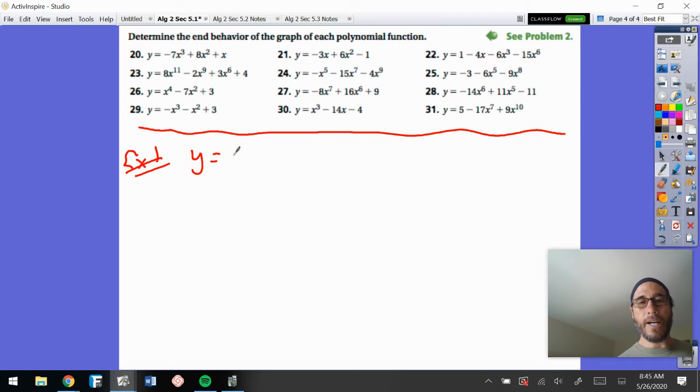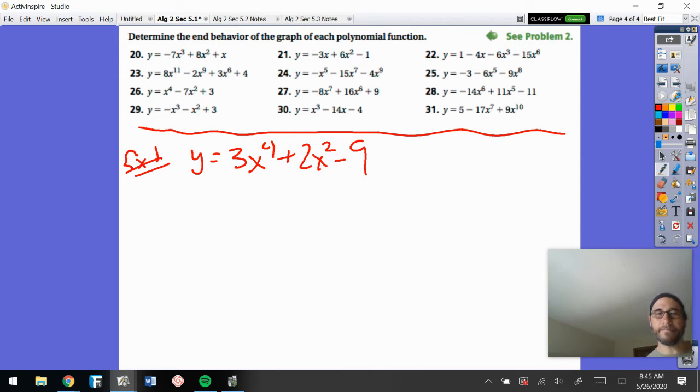So for our first example, let's go ahead and say we have some function, y equals 3x to the 4th plus 2x squared minus 9. Okay, now we're trying to describe its end behavior and the amount of turning points that this particular polynomial could have. Now remember, this is called a quartic trinomial, 4 being quartic, 3 terms being a trinomial.